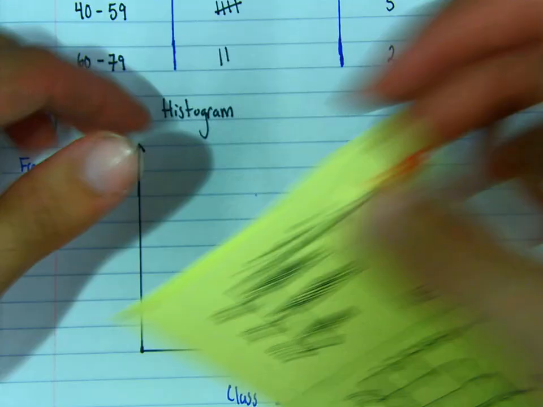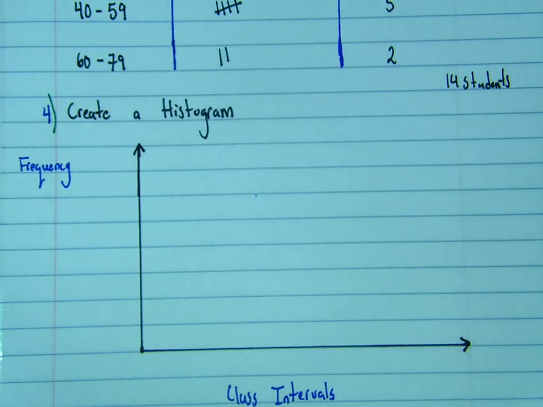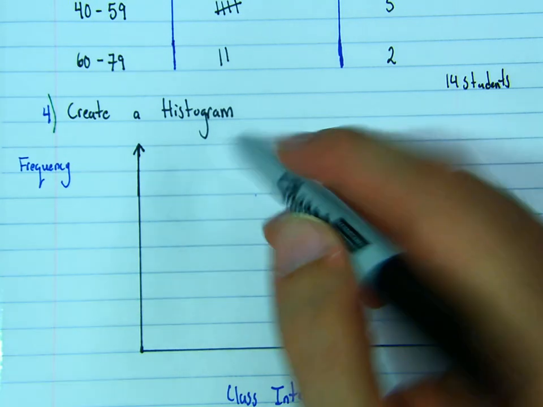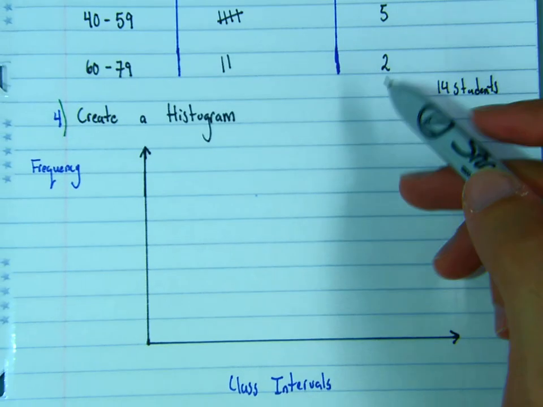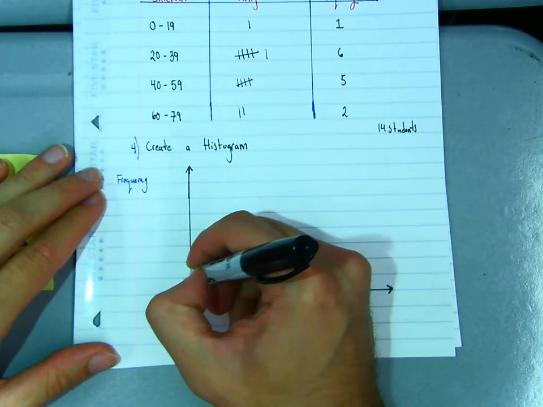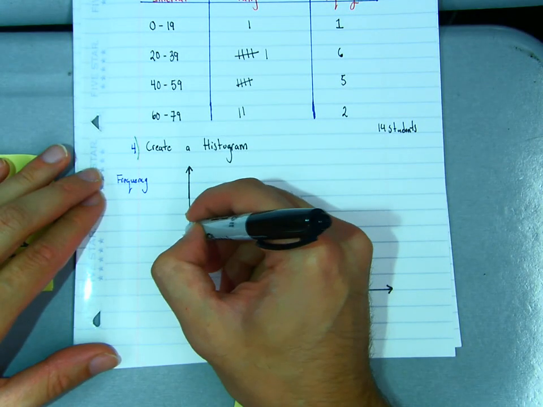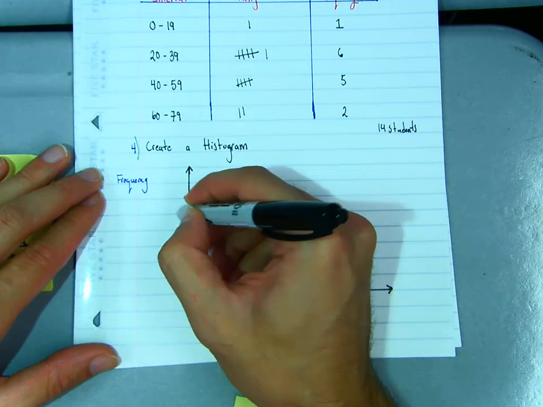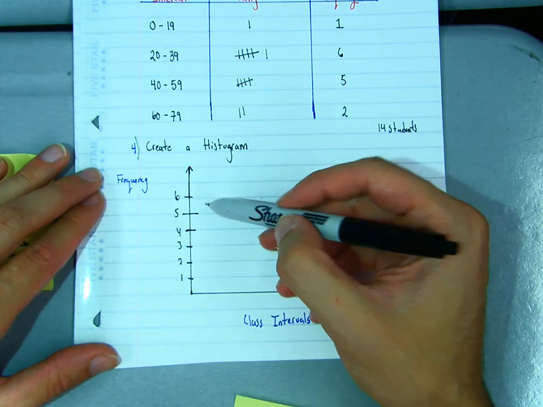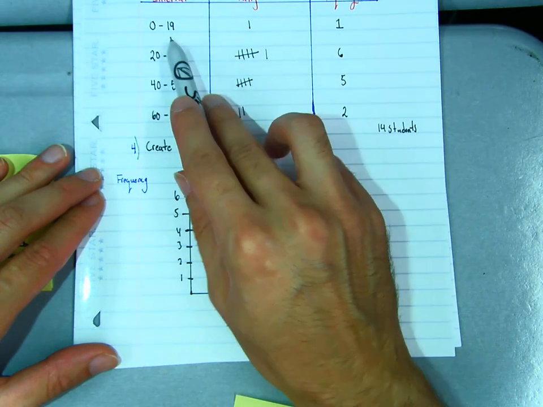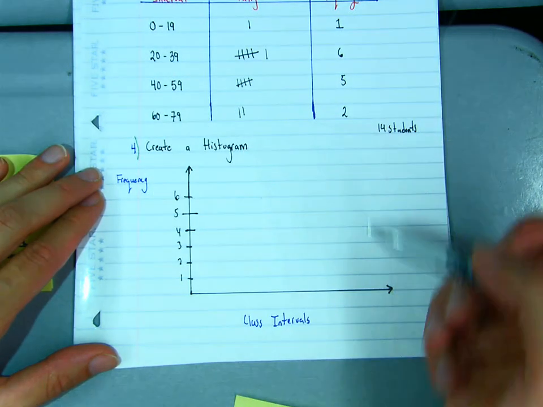So let's create a histogram from these data values, right? What should happen with the frequency? The frequency is showing which part of this table? It's showing this part over here, right? So like if I have 1, 2, 3, 4, 5, 6, we could put this over here. This is the frequency of how many data values are between 0 and 19, between 20 and 39, right?